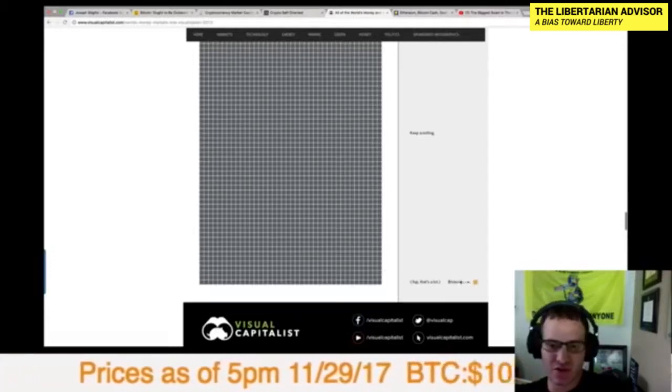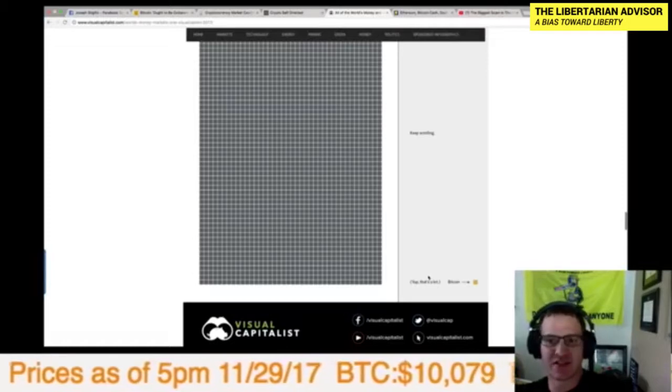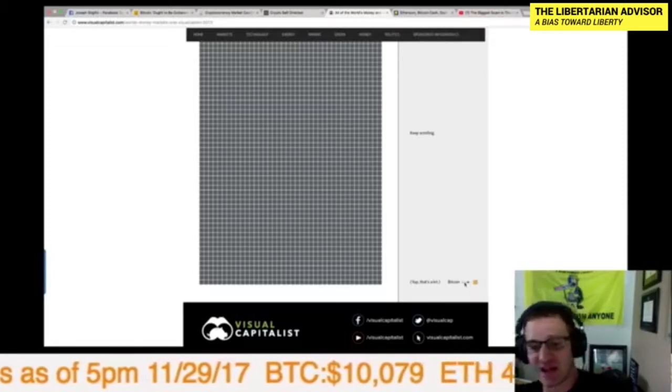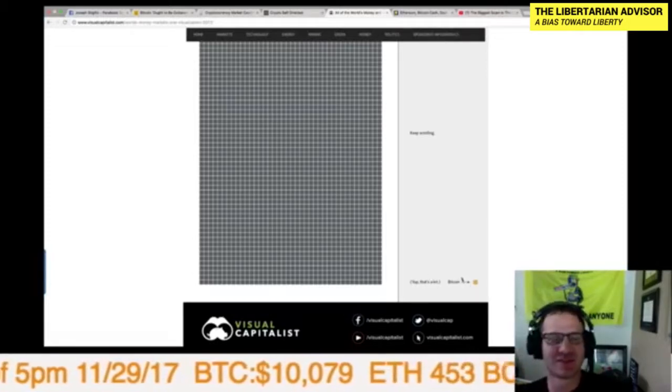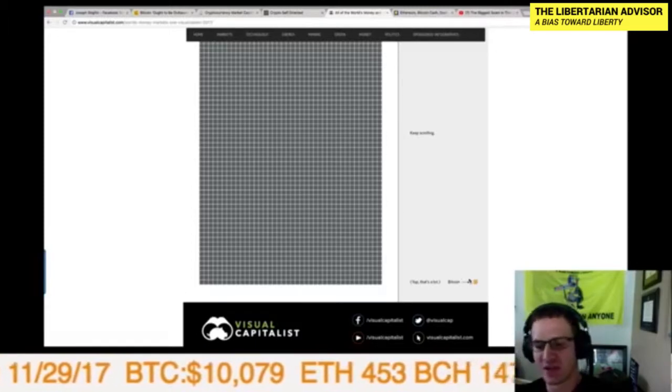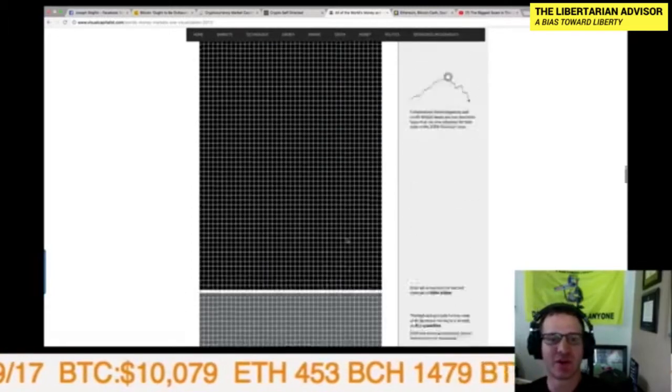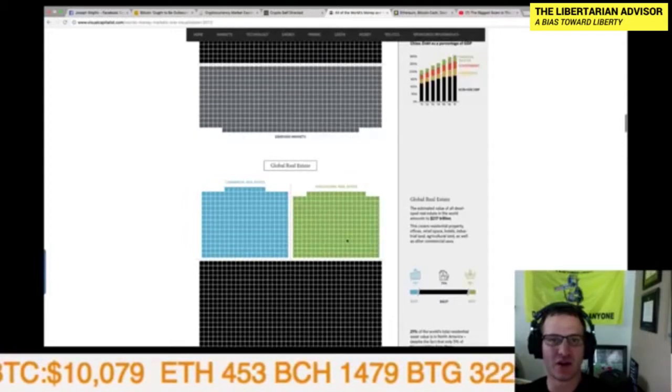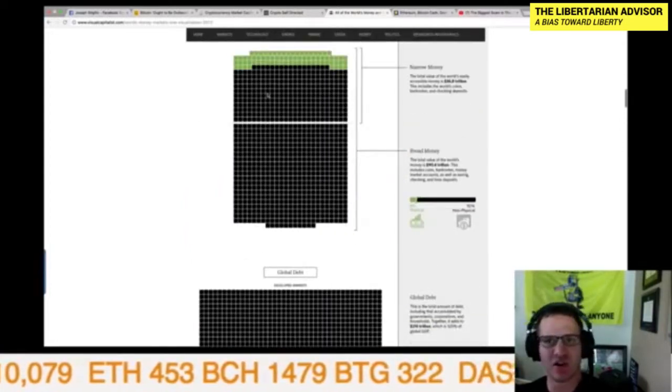Obviously one very small, tiny little block, because again this is a little bit outdated, though not that outdated, probably from earlier this month. Now Bitcoin has 2 little blocks. So if we compare the world's debt to Bitcoin, it's actually no comparison at all.